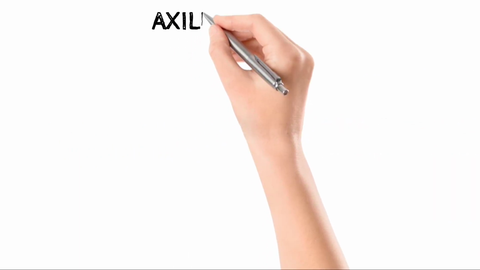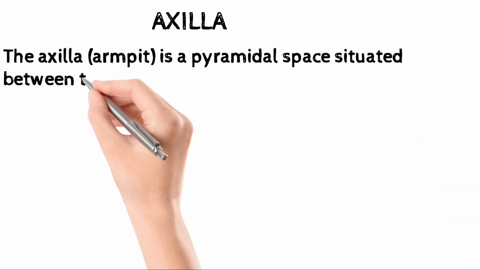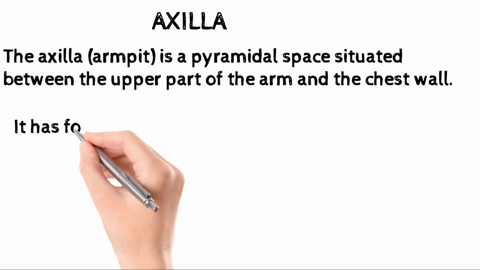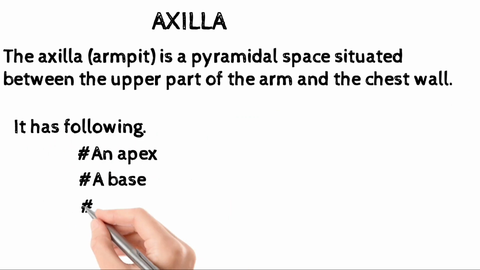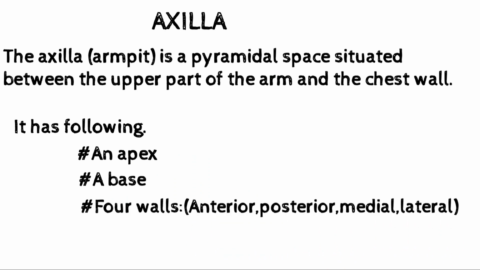Today I shall be discussing the axilla. The axilla, also called the armpit, is a pyramidal space situated between the upper part of the arm and the chest wall. It has the following: an apex, a base, and four walls. They are anterior, posterior, medial, and lateral.